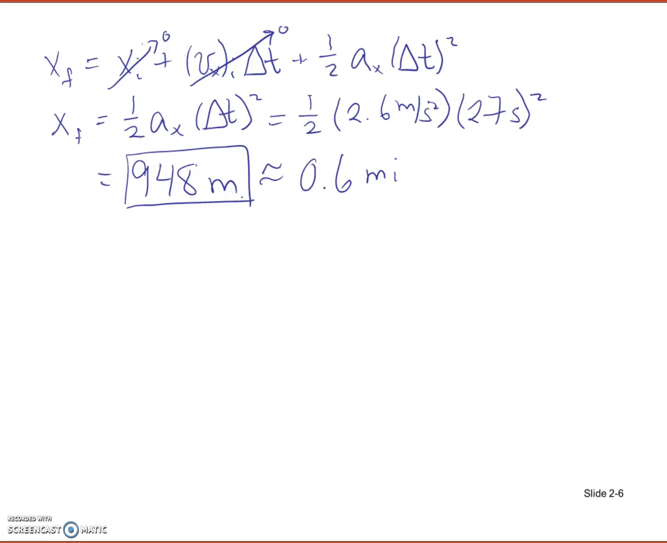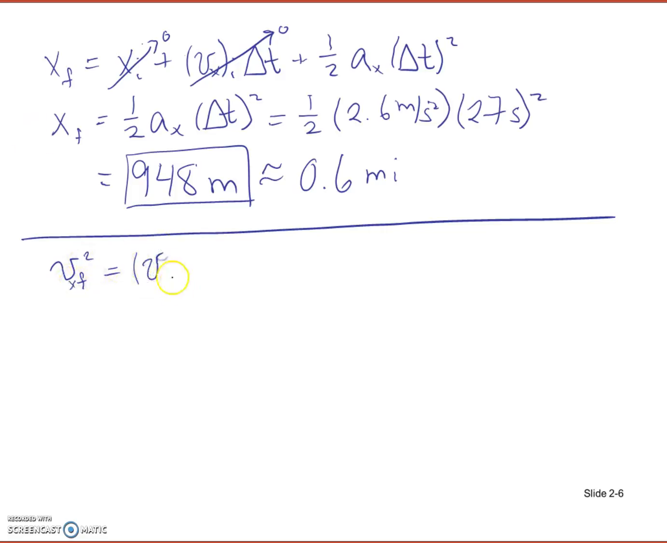Okay. Now you might be asking, well, I used the time that I found in the first part. What if I had made a mistake then? How do I know? Well, we can use a different expression to find how long the runway is. So this is a good way of checking your work. I can use this expression, I forgot my subscript: v_x final squared is equal to v_x initial squared plus 2a_x times x final minus x initial.